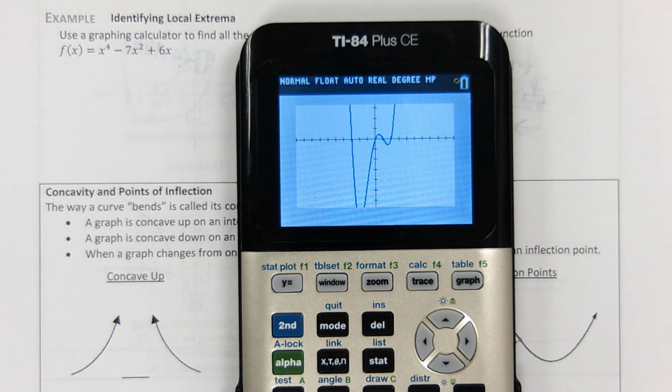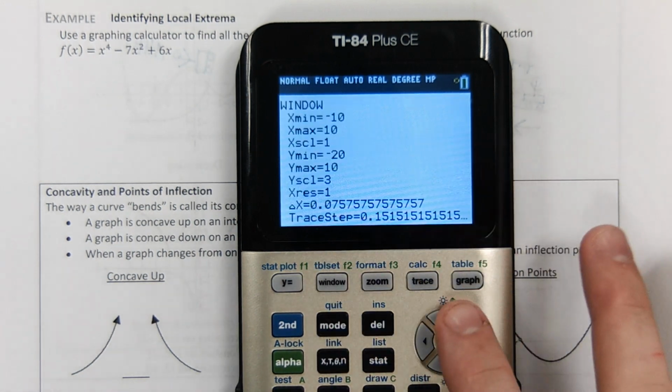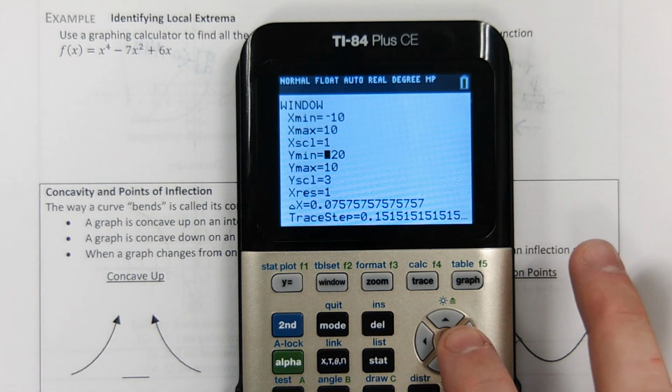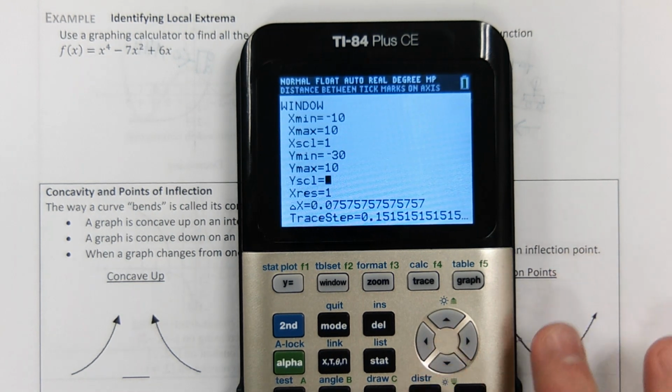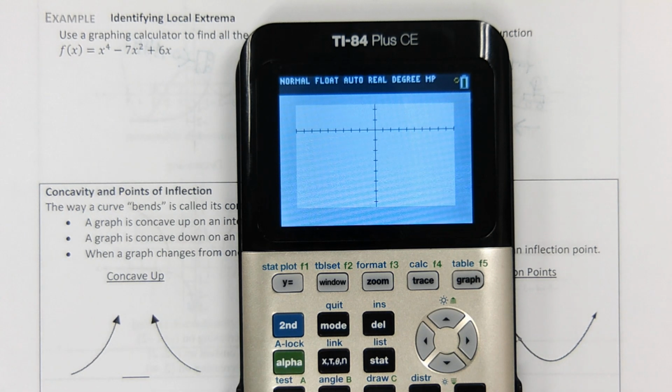Not quite. We still missed the bottom of it. So 30 wasn't enough. I would just go to negative 50 at that point. Oh, wait, you said 20? Yeah. Maybe negative 30 is enough. Let's see if negative 30 works. Okay, that worked. Great.